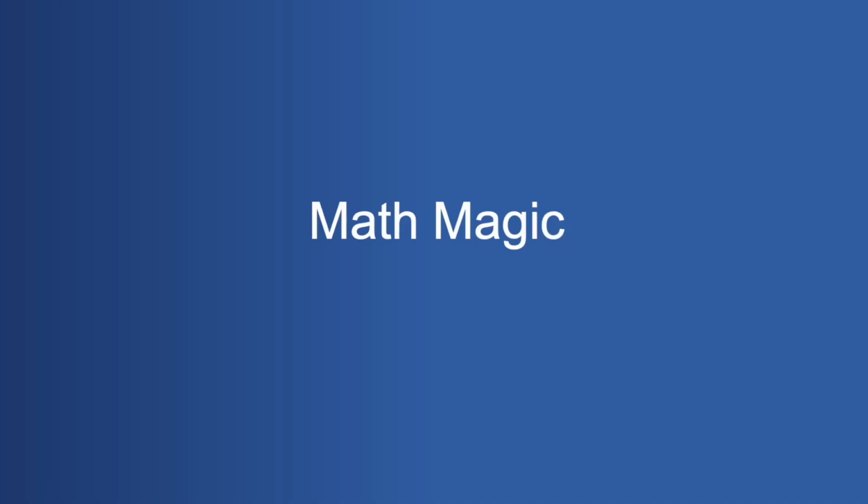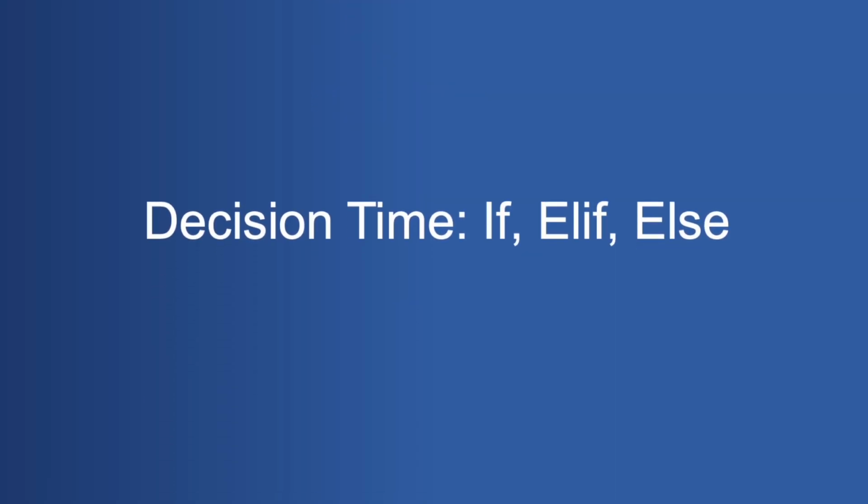Next, it's decision time. If, else, if, else. Now in real life, you make decisions all the time. If it's raining, grab an umbrella. Else, just wear shades. Now Python does the same. So we're going to go ahead and write some decision code.